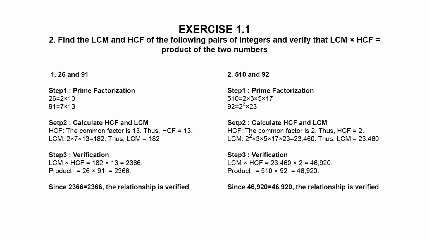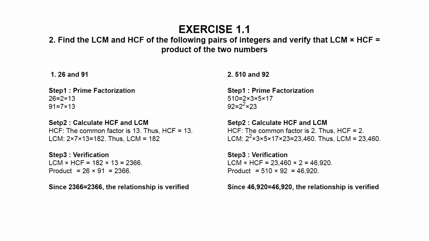Problem 2. Find the LCM and HCF of the following pairs of integers and verify that LCM into HCF is equal to product of the two numbers. Problem 1. 26 and 91. Step 1. Prime factorization. 26 is equal to 2 into 13. 91 is equal to 7 into 13.